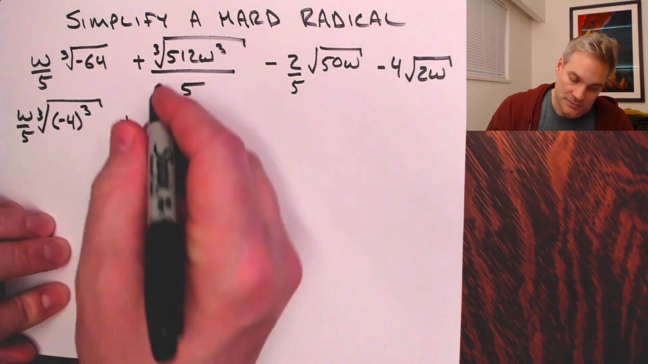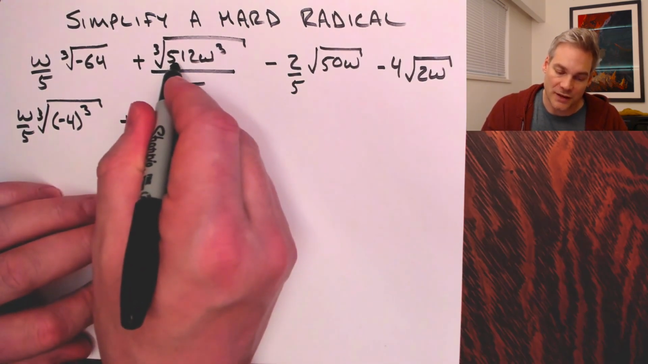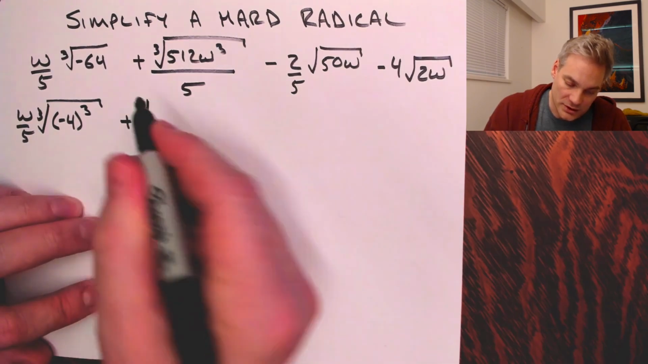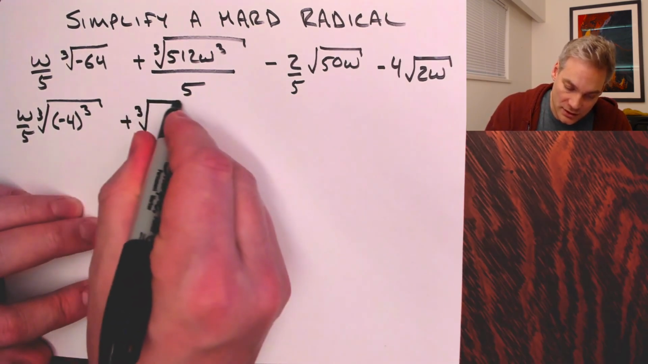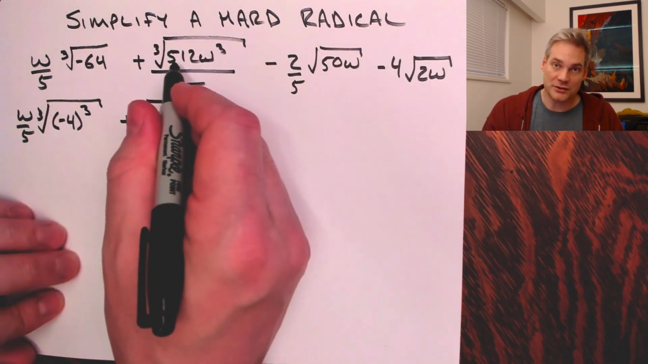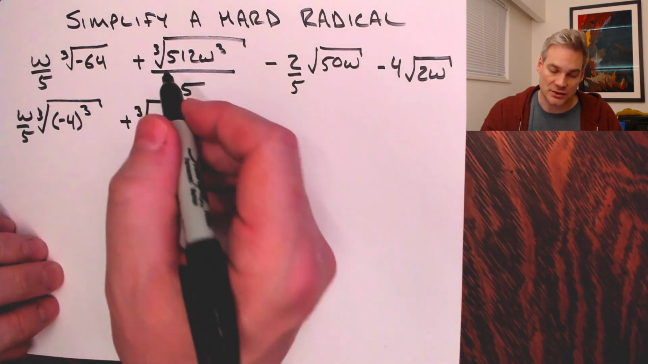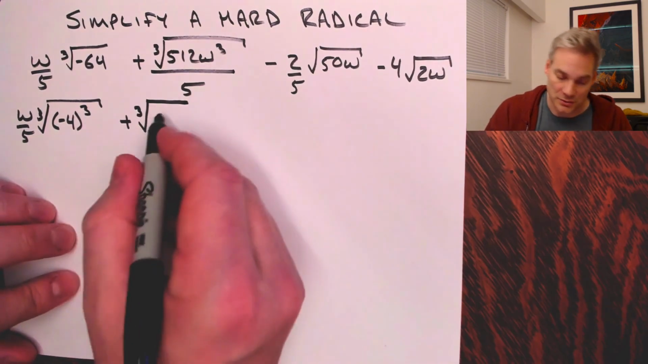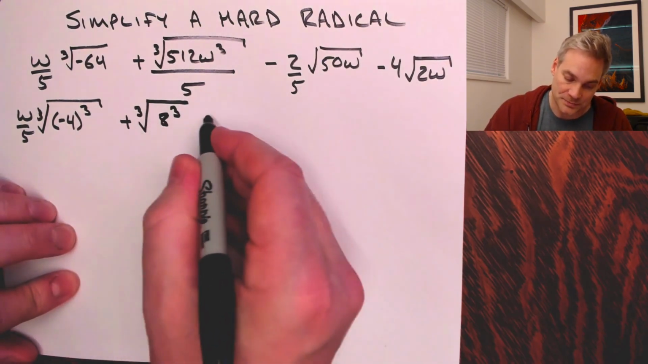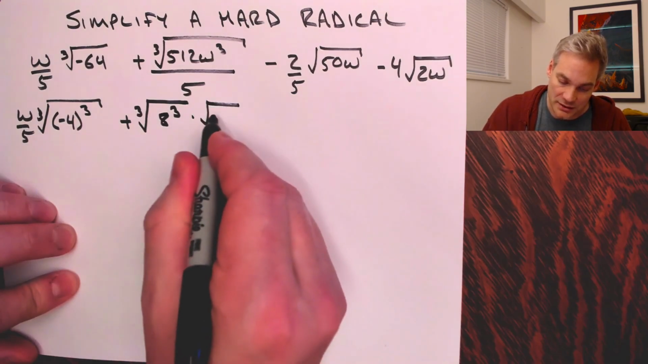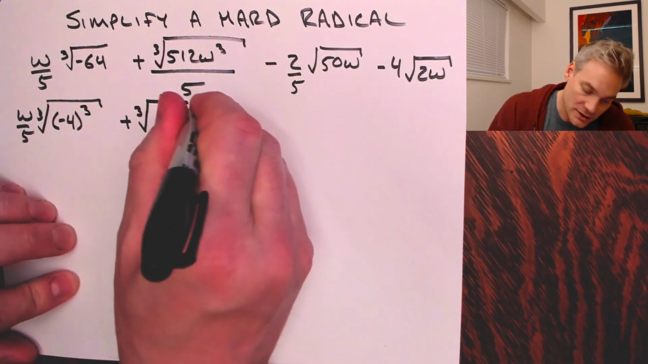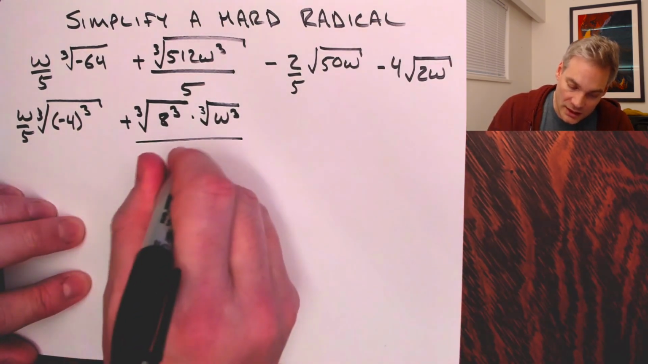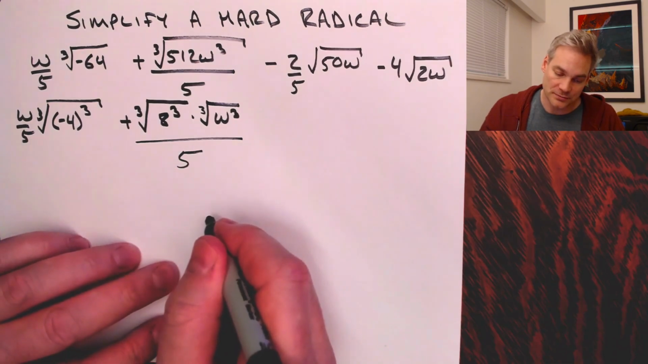And then this one, we have the third root of 512 and w cubed. So we'll do this in two separate things. So 512 just happens to be 8 times 8 times 8. So 8 times 8 is 64. 64 times 8 is 512. So that's 8 cubed. We times that by w cubed, and this is the cube root right there. And this is over 5 as well.